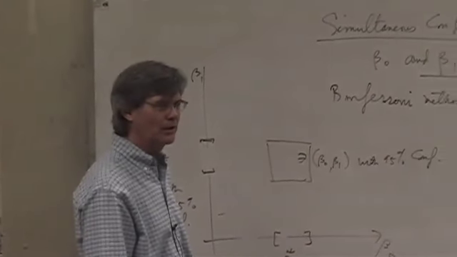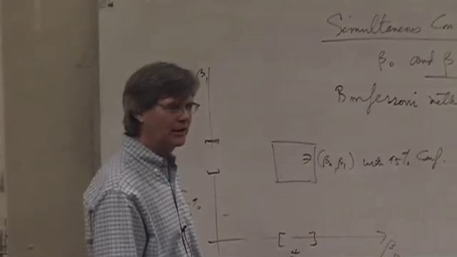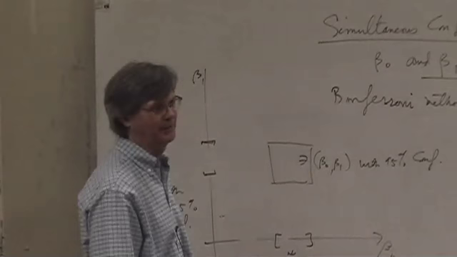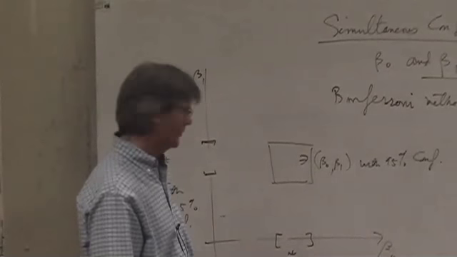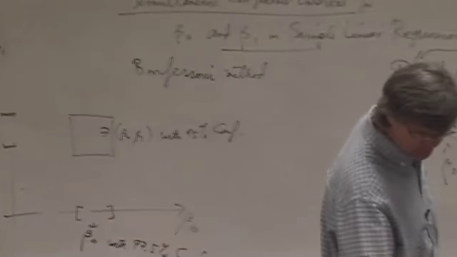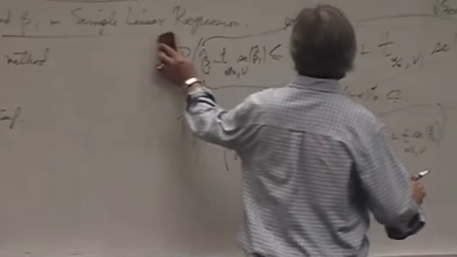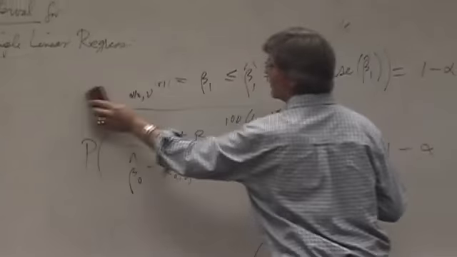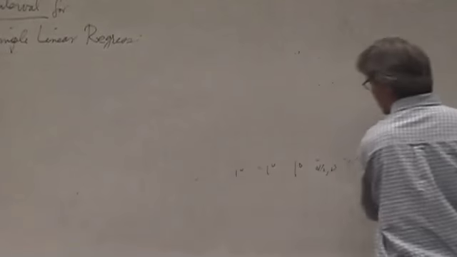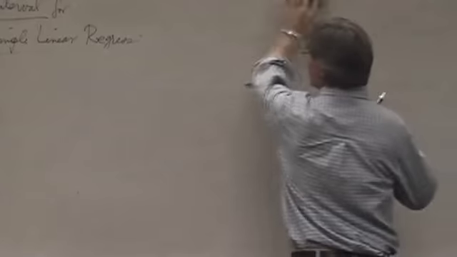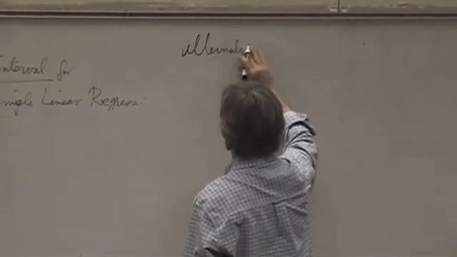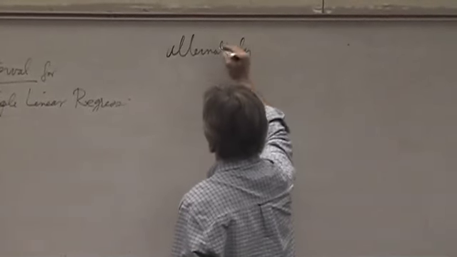Okay. Now, a different method is to actually get an exact joint confidence region that's not a rectangle, but it's an ellipse. Okay, so that's another method using the fact that alternative methods. So alternatively, you can use the following joint confidence region for the pair.